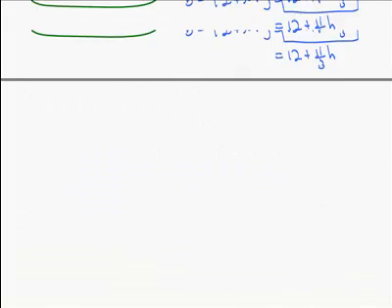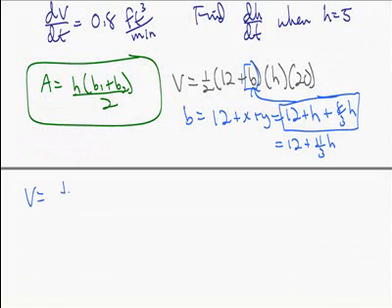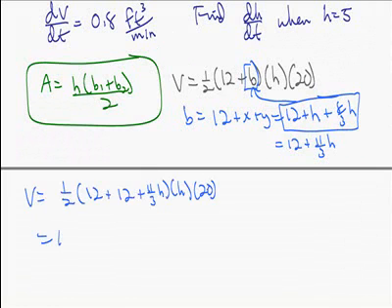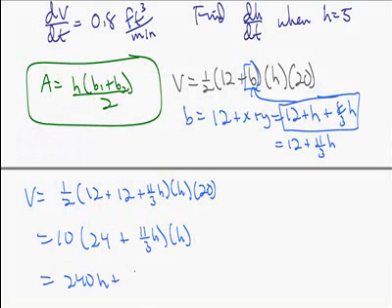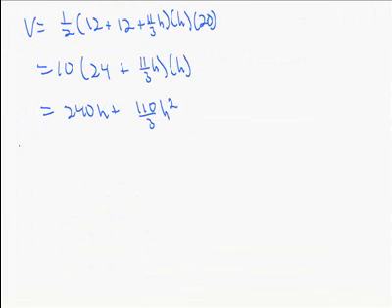So coming down here now, we can get our volume. Our volume is going to be 1/2 times 12 plus b, which is 12 plus 11/3 h, all that times h, all that times 20. So let's take 20 over 2 to get 10. 12 plus 12 is 24, plus 11/3 h, times h. Let's go ahead and distribute the 10 and the h, so we're going to get 240 h plus 110 over 3 h squared.